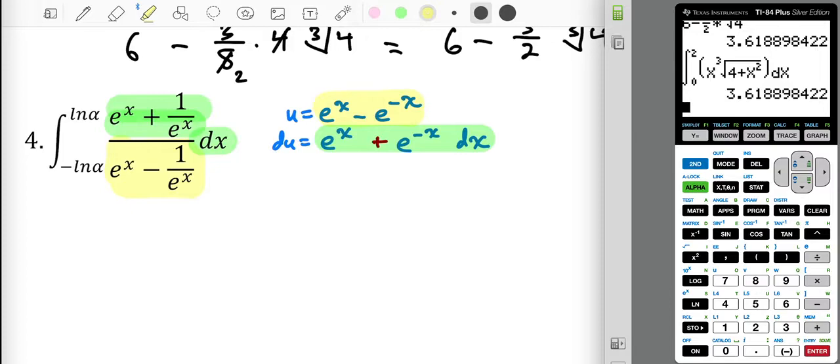All right, so the numerator is going to get replaced with a du. The denominator is going to get replaced with a u. So that smells like natural log in terms of an antiderivative, so that's good news. Got to take care of the bounds, though. So I'm going to find the u of the natural log of alpha.